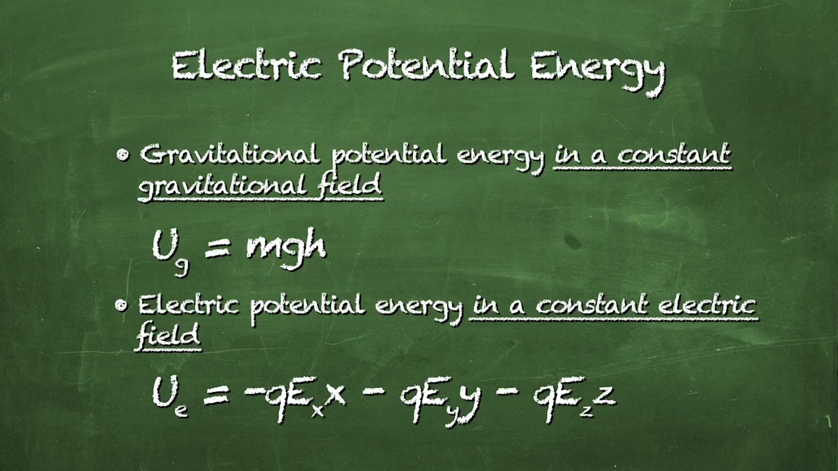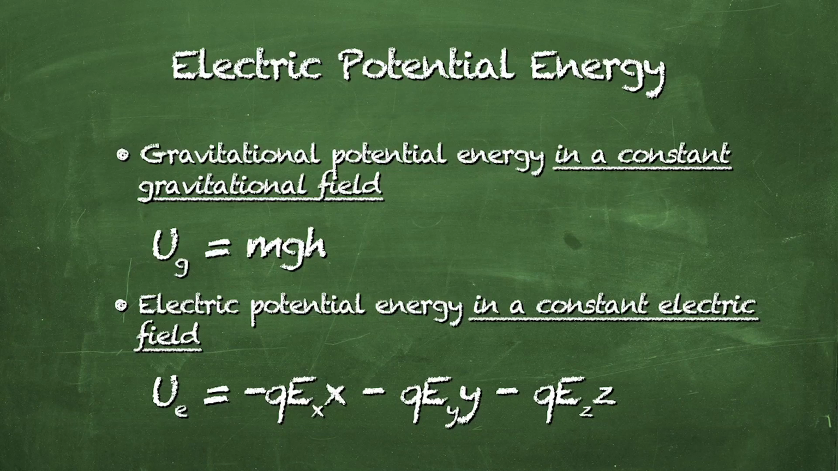Well, for gravitational potential energy, we generally set one of our coordinate axes, the y-axis, to be in the upward direction, so that height was always increasing in the y direction. When we're dealing with electric fields, we don't know ahead of time whether the electric field is going to be in the x direction, the y direction, or the z direction, so we have to consider each one of those components separately.